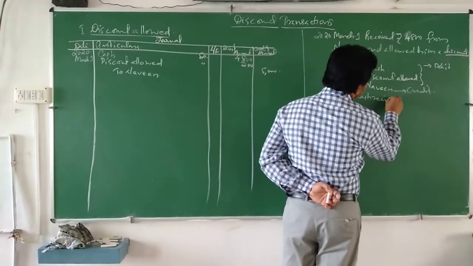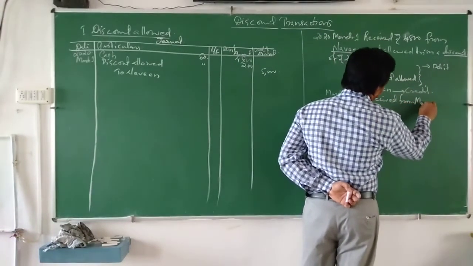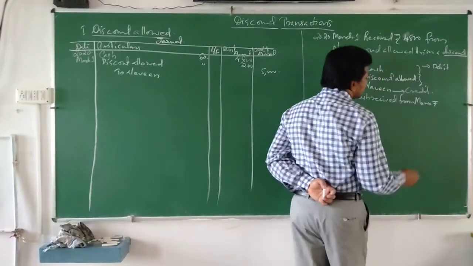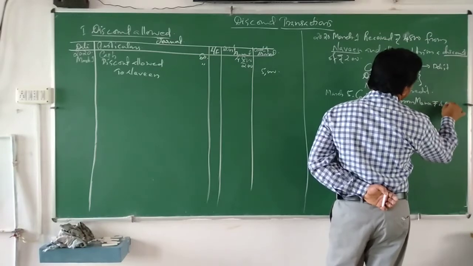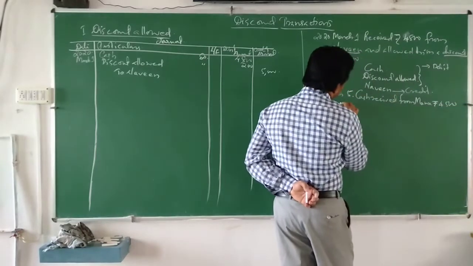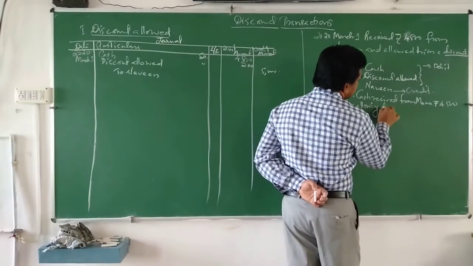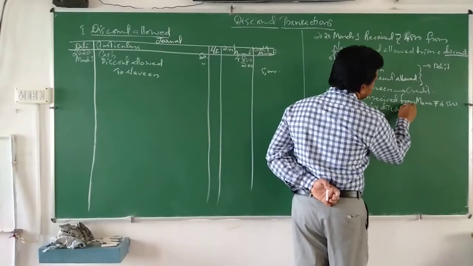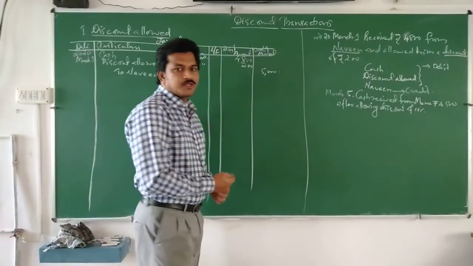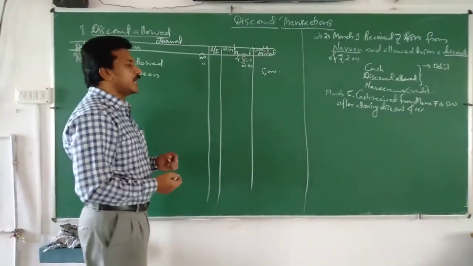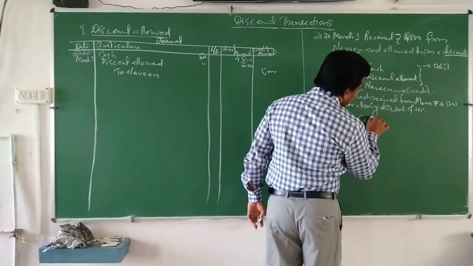Cash received from Manu, rupees 4,500, after allowing discount of 10%. So in that case, say cash received aspects are same. So cash is one aspect.